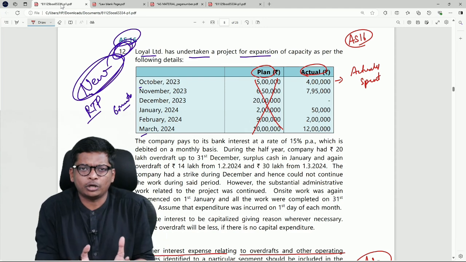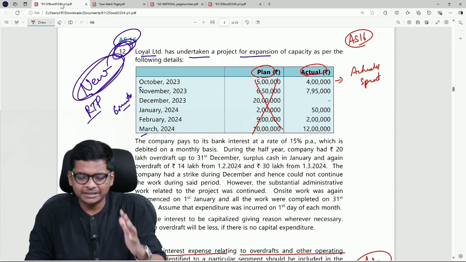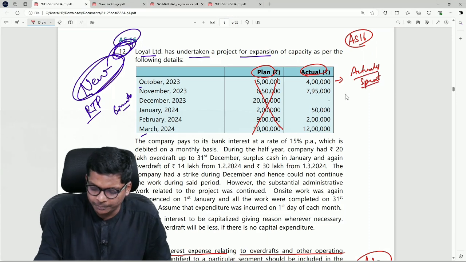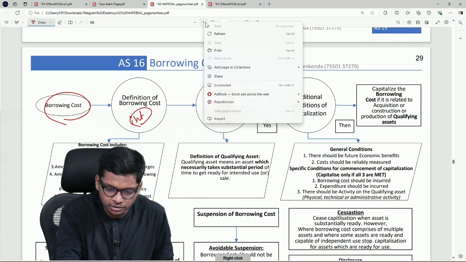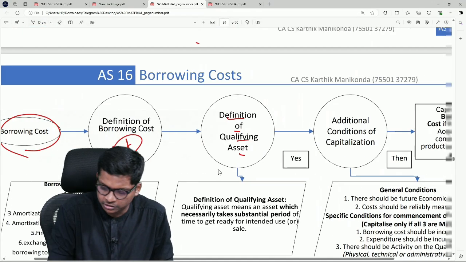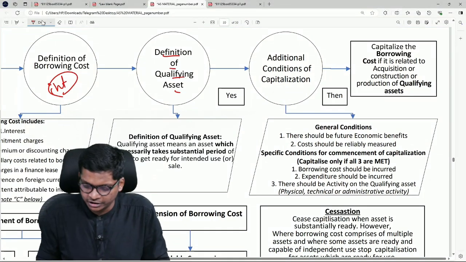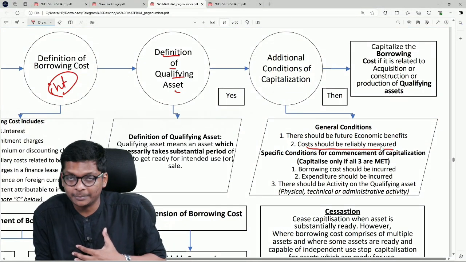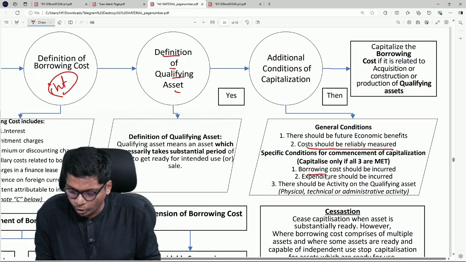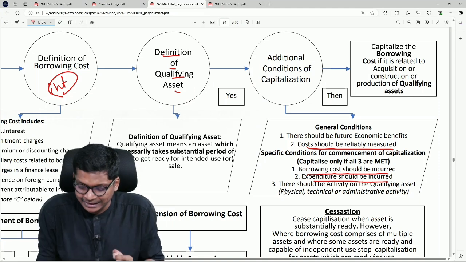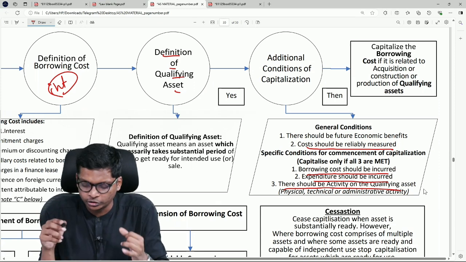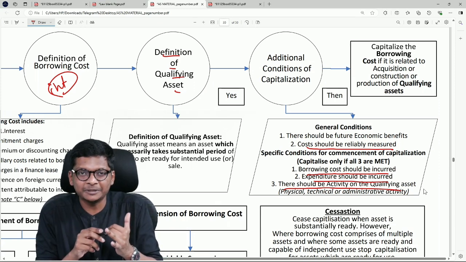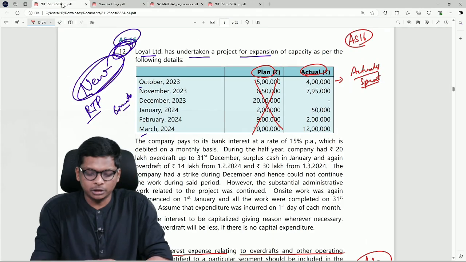So here they are not testing all of that. Straight away they are saying it's a project. Actually, what is spent only we will take, because one of the conditions, general conditions of capitalization and specific conditions, if you see, is that cost should be reliably measured. Under the specific conditions, borrowing cost should be incurred, expenditure should be incurred, and there should be activity on the qualifying asset. This question is targeting these 3 points only.